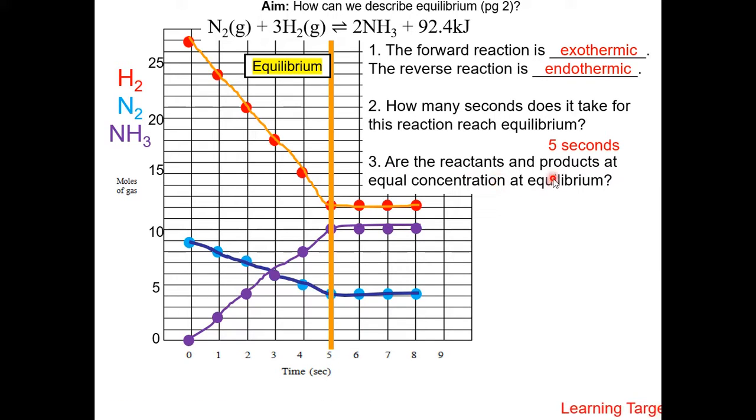Are the reactants and products at equal concentration at equilibrium? By looking at the graph, the answer is no. The concentrations are constant, but they're not equal.